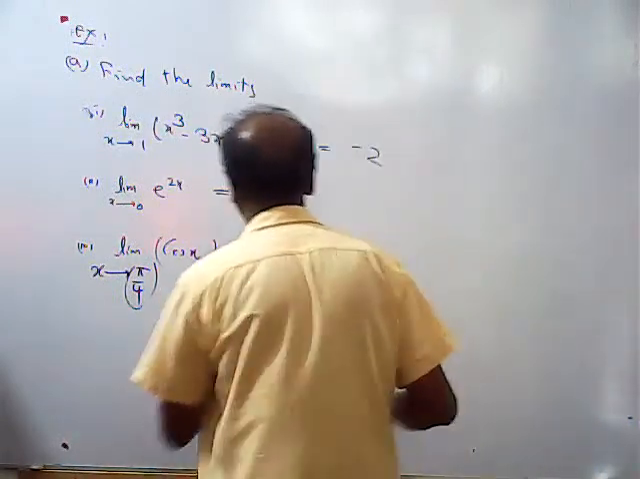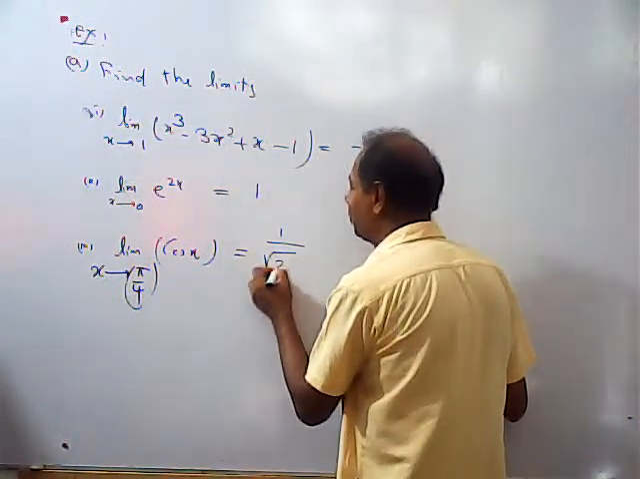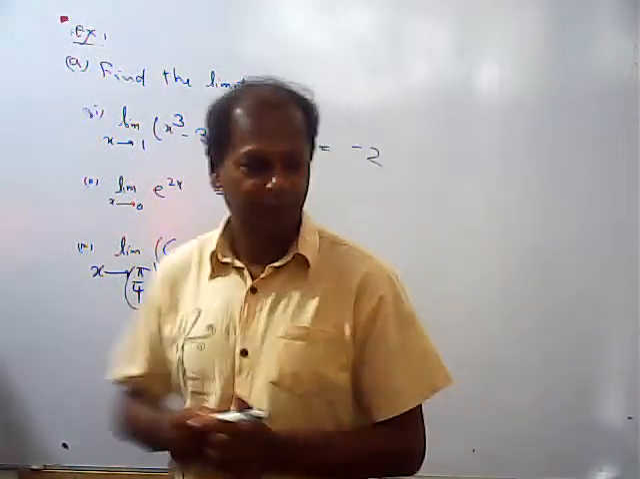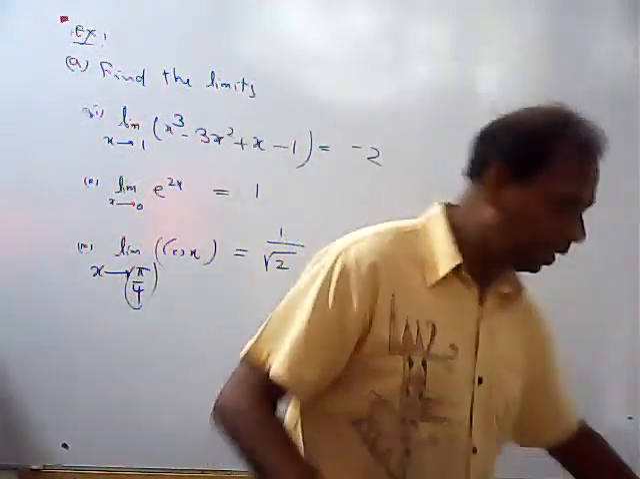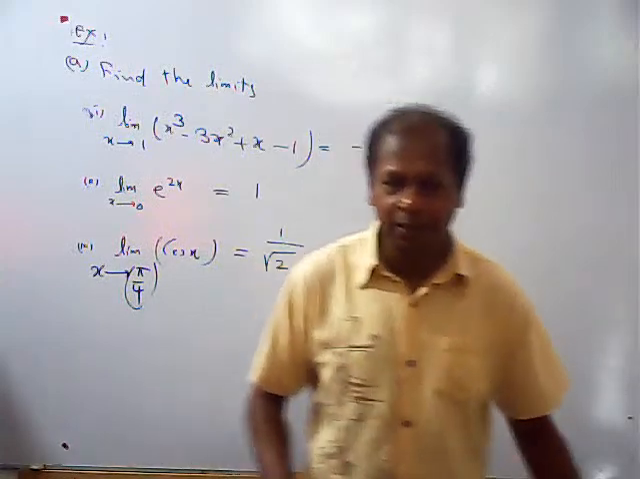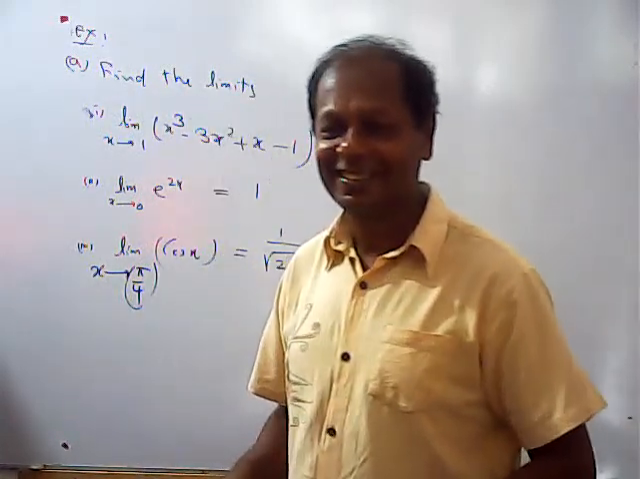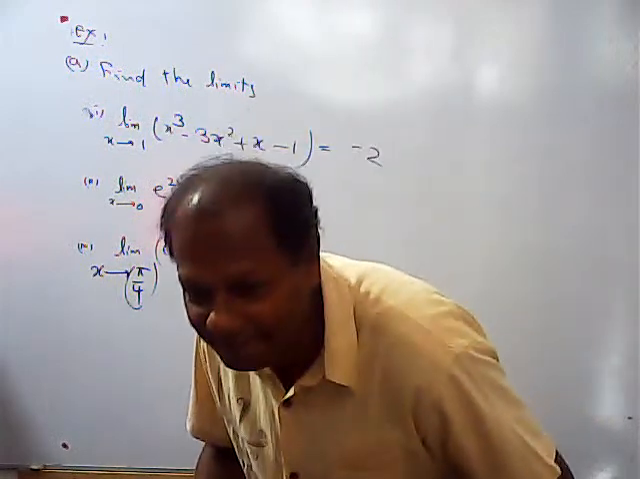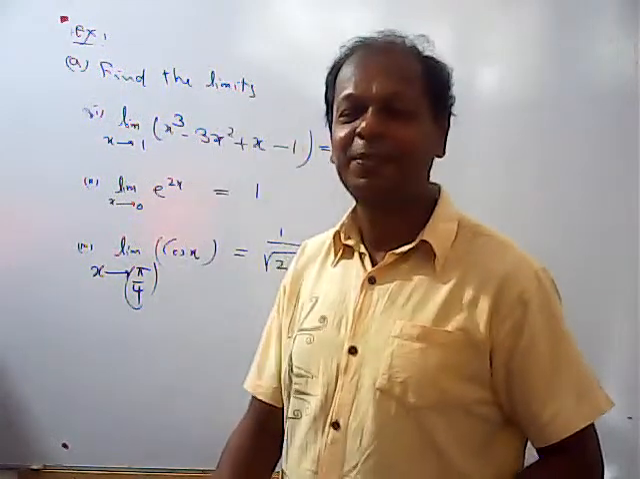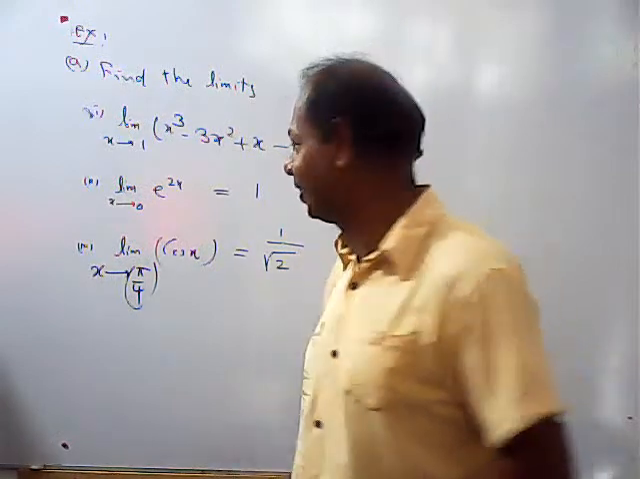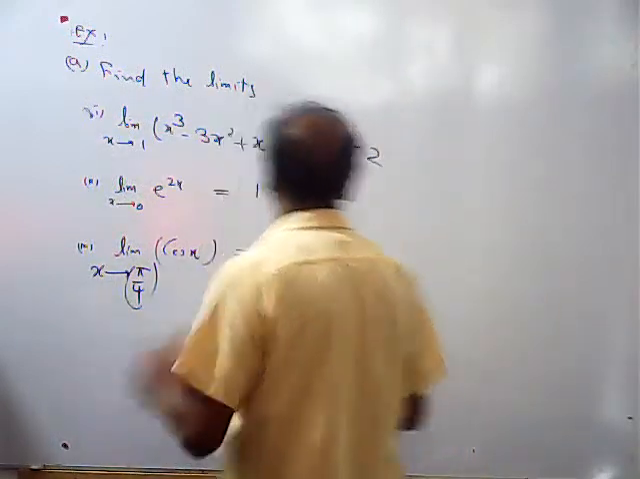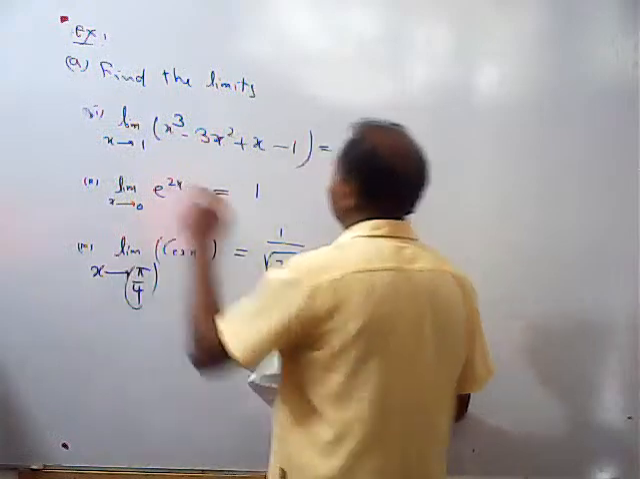So it's 1 over square root of 2. Right, and we go to the next step. Yeah, 1 over root 2. Correct. Right, it's correct. Yeah, 1 over root 2. Okay. And now answer this.